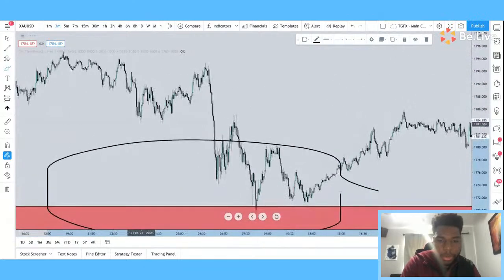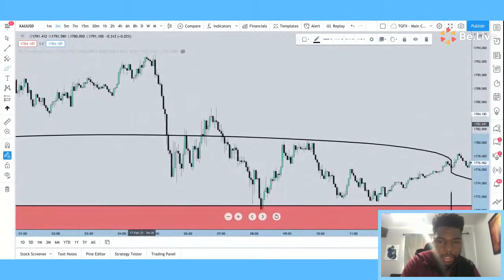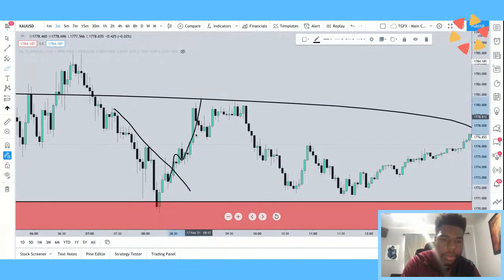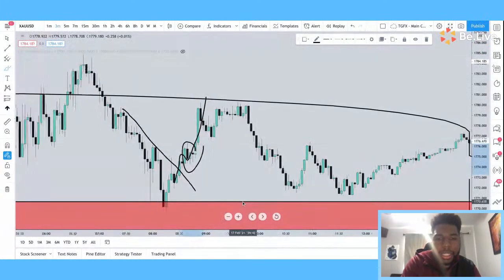what I'm looking for once price taps this zone is a transition of price action. All right, so overall, we see price come down. It gives us this trend line. So what we're looking for is a break, retest, and a follow through with a bullish engulfing pattern. Now, we did kind of get one here, but I don't personally like that. I like it to be clean.